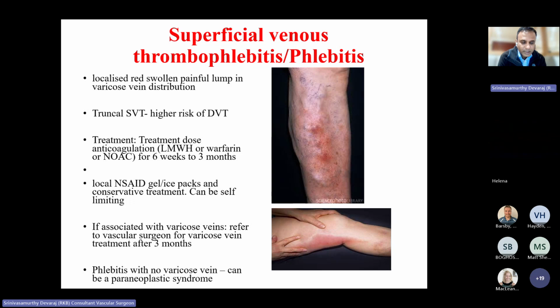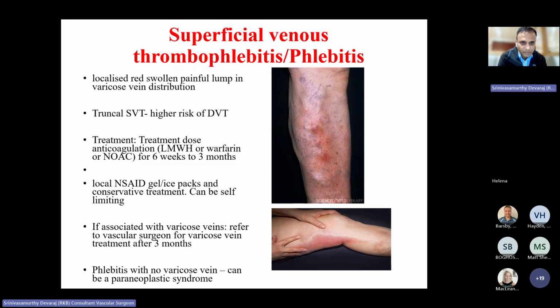Essentially, it means that there is inflammation and thrombosis of the superficial veins. Now, it's a condition that increases the risk of DVT. So therefore, it's kind of a medical emergency, not much of a surgical emergency. The medical treatment is basically to reduce the risk of deep vein thrombosis, which obviously involves anticoagulation.